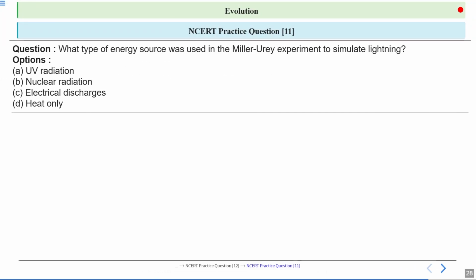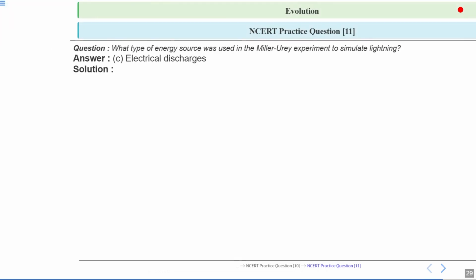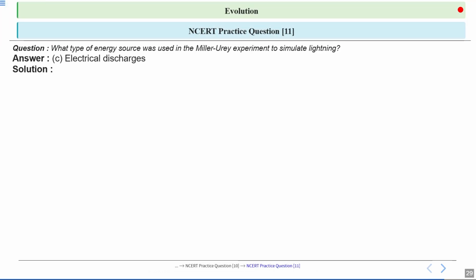Okay, moving on to the next question. What type of energy source was used in the Miller-Urey experiment to stimulate lightning? Options are UV radiation, nuclear radiation, electric discharges, or heat only. Let's have a look at the answer. See, option number C, electric discharges, is the correct answer.